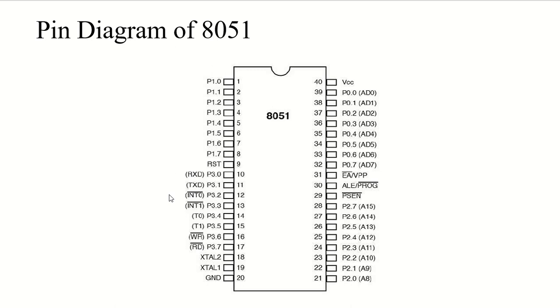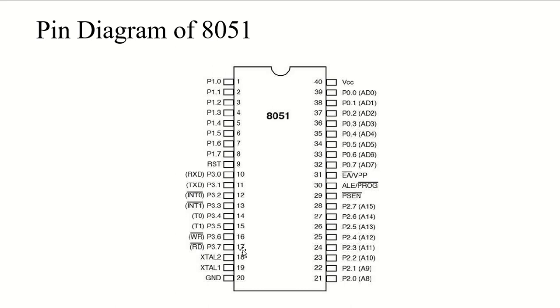Then we have T0 and T1, which are basically timer inputs. And then we have the read and write signals, which are basically control signals, you can call them. So these pins are known as port 3 collectively, pin 10 to pin 17, right, up until here.